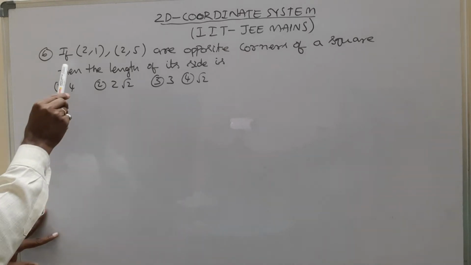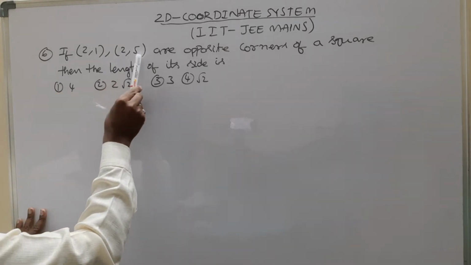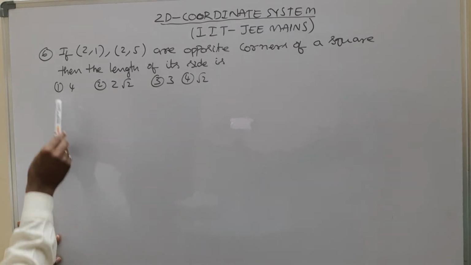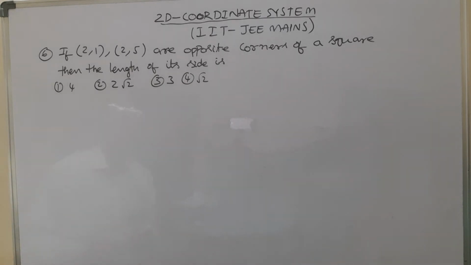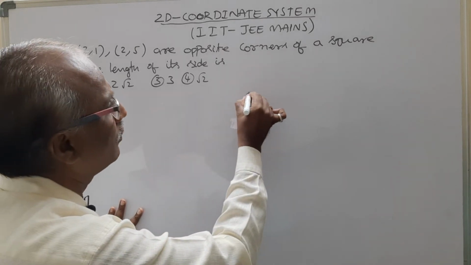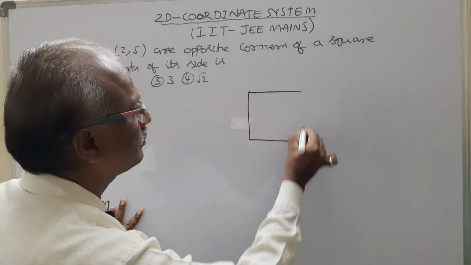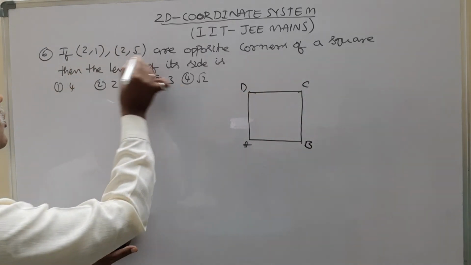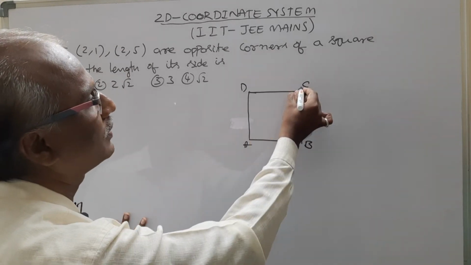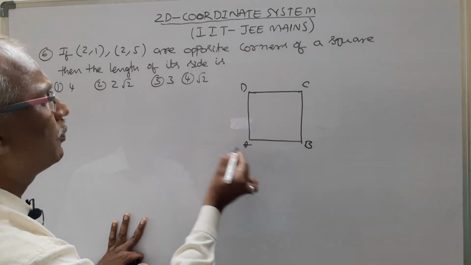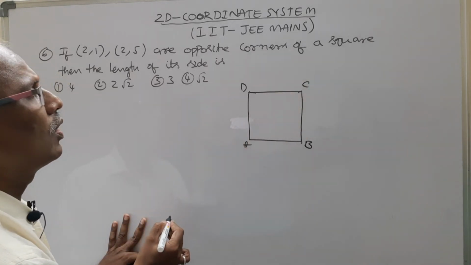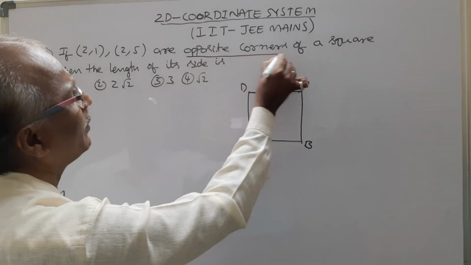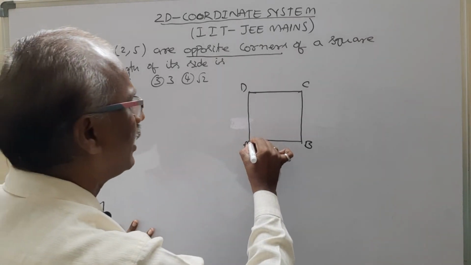Question number 6. If (2, 1) and (2, 5) are opposite corners of a square, then the length of its side is, and four options are given. Observe that in this question, let ABCD be a square. In the problem, opposite corners are given, which means the diagonal endpoints. Here A and C are the diagonal endpoints, and B and D are the other two corners.